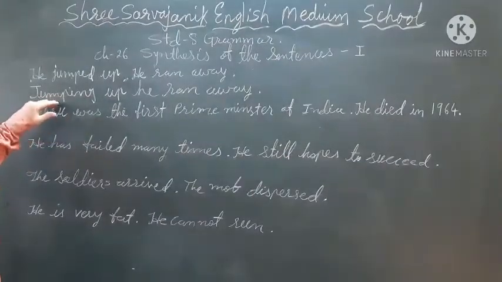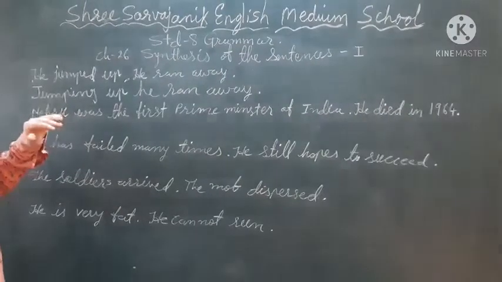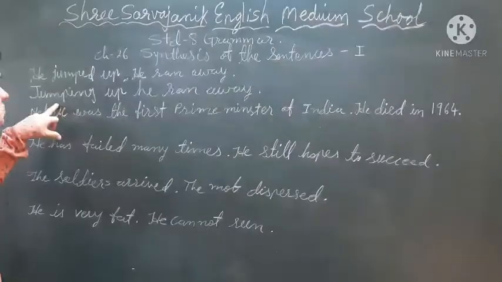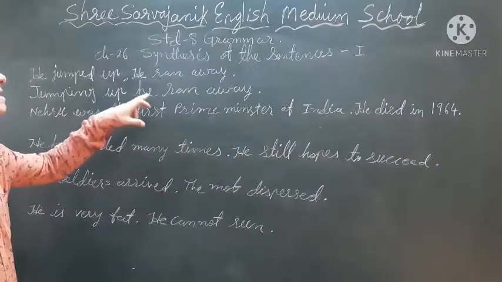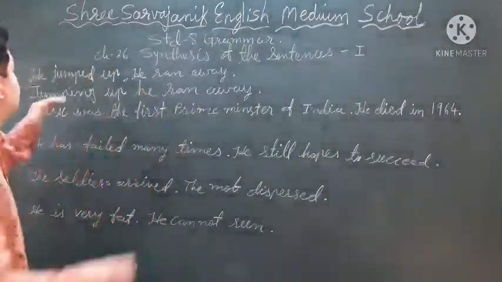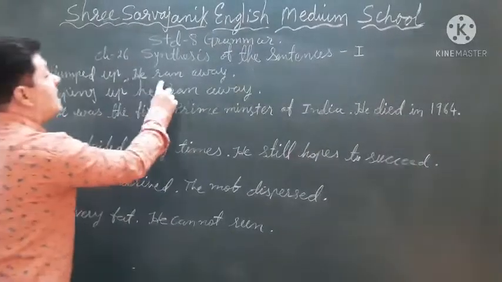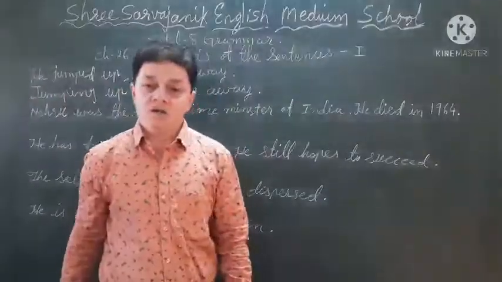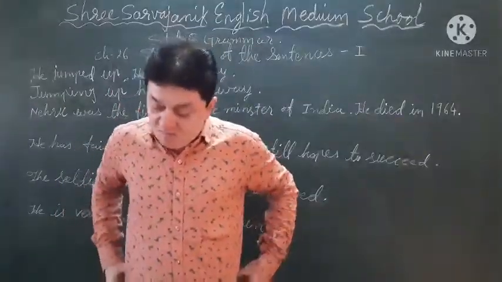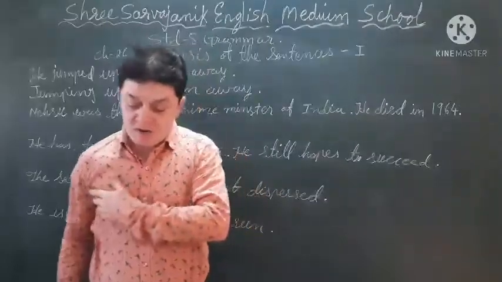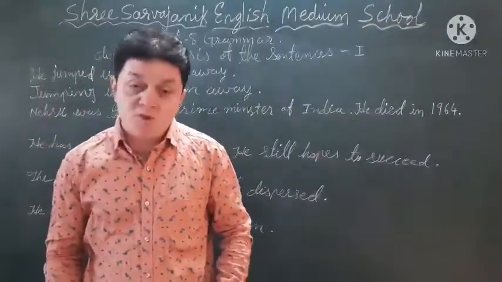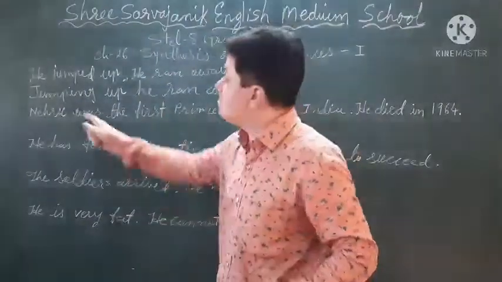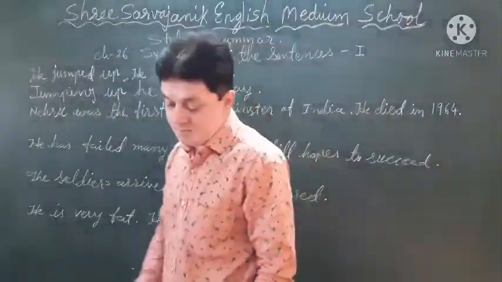Okay, so using the participle and the perfect participle, about having. So the present participle we use and then we complete our sentence. We join the sentence. He jumped up, he ran away. So, jumping up, he ran away. Understand very well, dear students? He jumped up, he ran away. Jumping up, he ran away. This way you join two separate sentences into one sentence by using the participle.